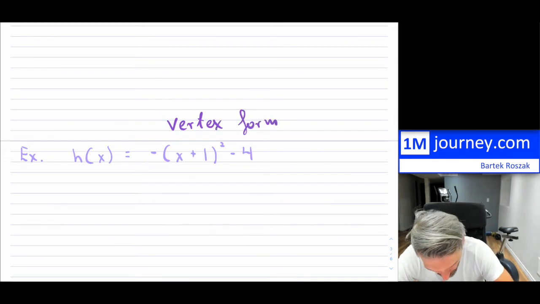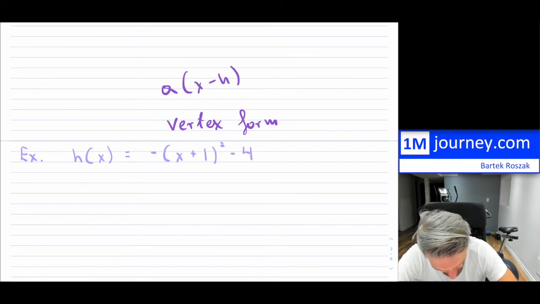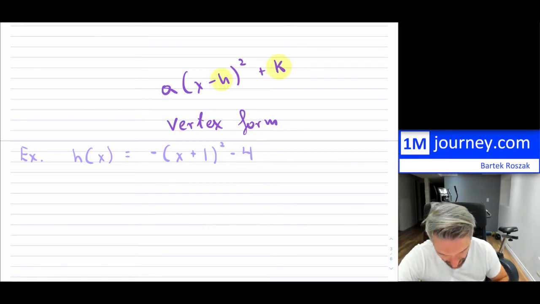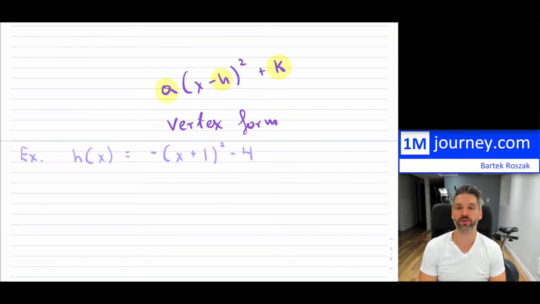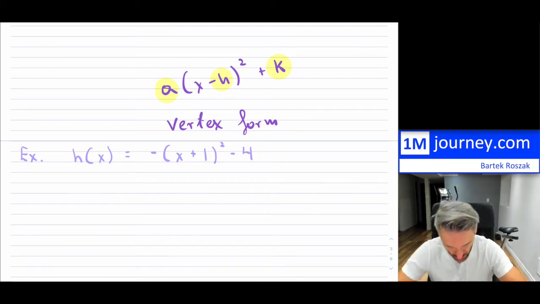If you remember, the vertex form is a times (x minus h) squared plus some k. This is your vertex, the h and then the k. This is your a, so we know how the parabola opens up or down. And if you have a quadratic in the vertex form, that is the best thing that you can actually have because you can solve directly for the inverse. And I'm going to just show you how.